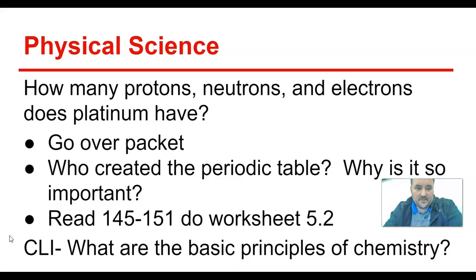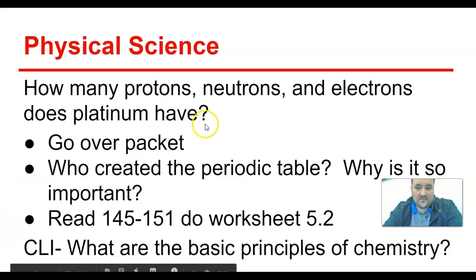Mr. Hescox here. Going back into sections of the periodic table. We are in section 2 of chapter 5. How many protons, neutrons, and electrons does platinum have?